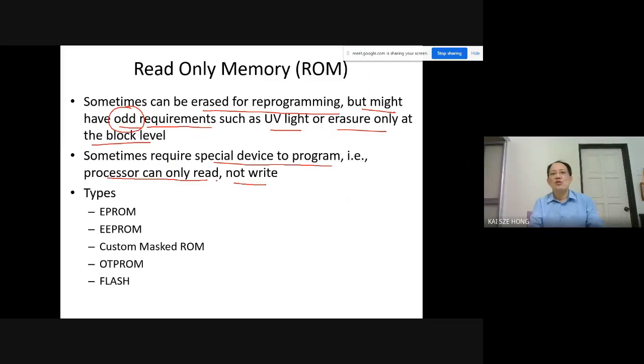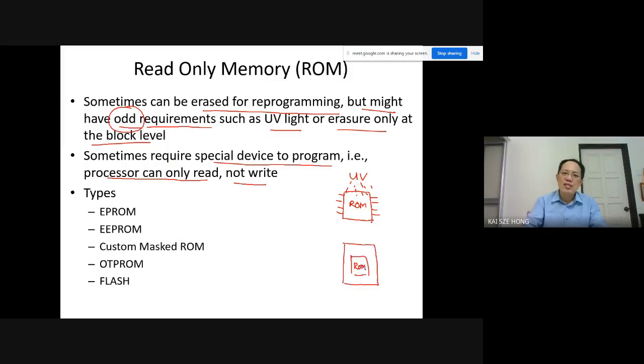So if you have a piece of ROM and you want to program it, what do you do? When you learn about microprocessors, to program a ROM, you need to put it under UV light. Only then can it be erased. After it is erased, you need to put it in a special piece of equipment, and only with that equipment can you put the ROM inside.